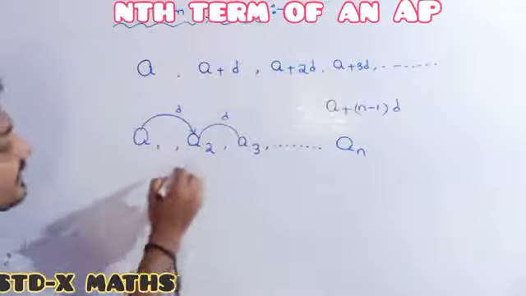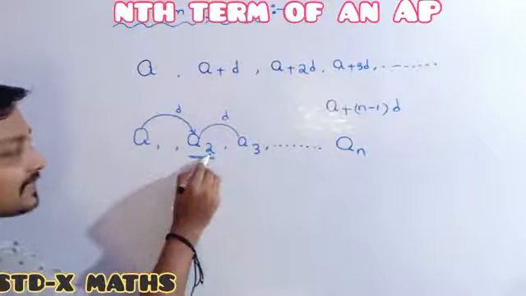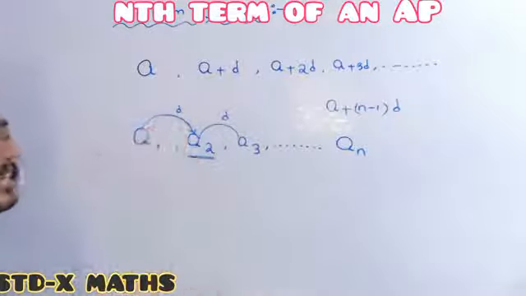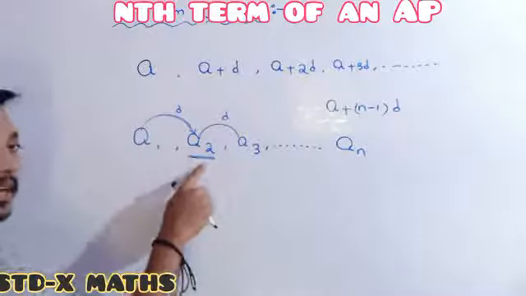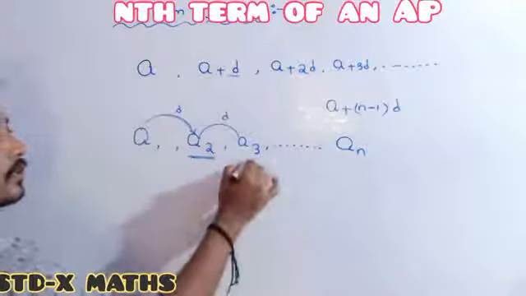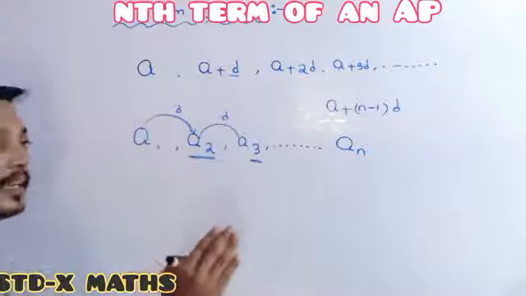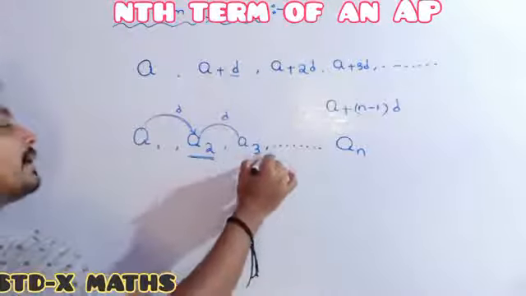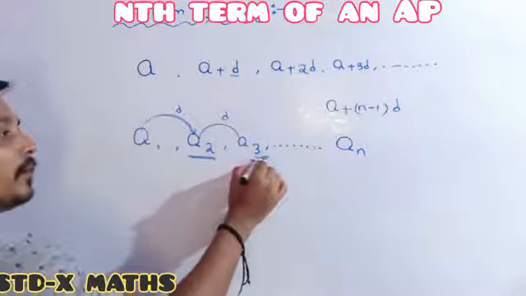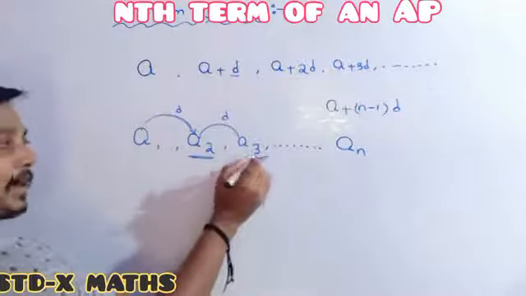Now see carefully: to find the second term, only a single difference is added to A. To find the third term, a double difference is to be added. So it is clear that you take the number of the term and always subtract 1 from that number. Suppose it is 3, minus 1 means 2.